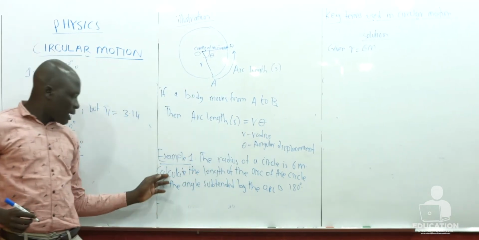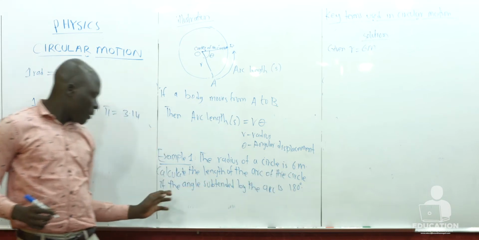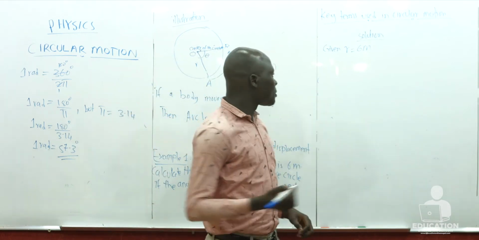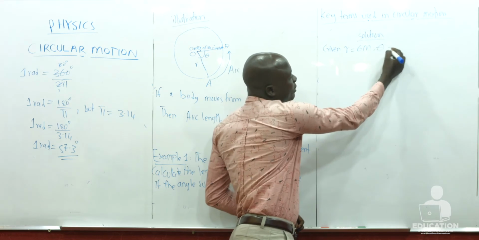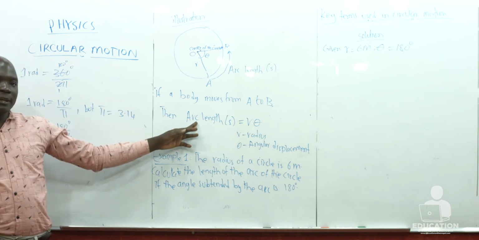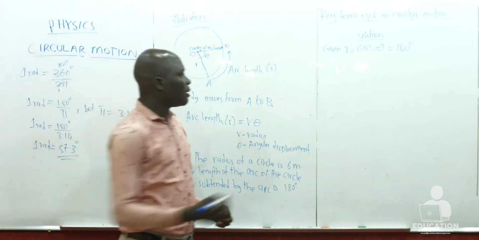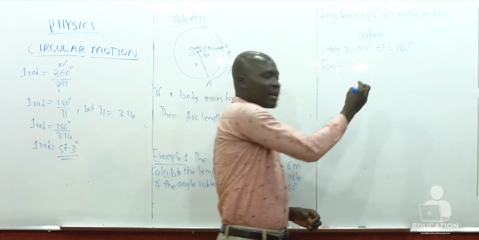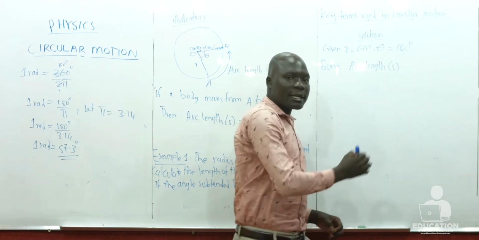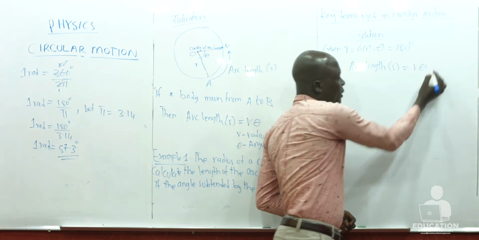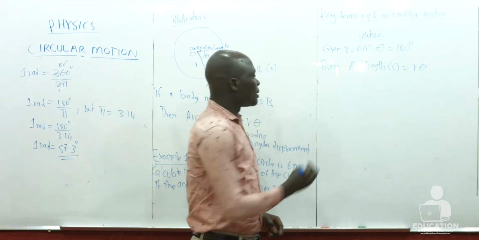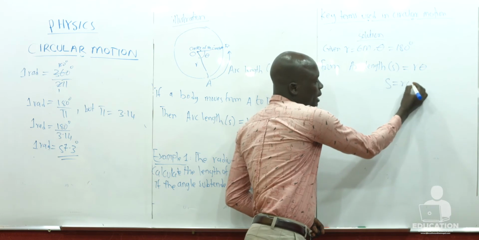Then when we read further, calculate the length of the arc of the circle if the angle subtended by the arc is 180 degrees. And we said the angle that is subtended is called the angular displacement, and we represent it with the letter theta, which is 180 degrees. So now you are to determine the arc length. From the formula, arc length, which we represent with the letter S, is equal to r theta, where r is the radius of the circle and theta is the angular displacement. So in short, we can write S is equal to r theta.